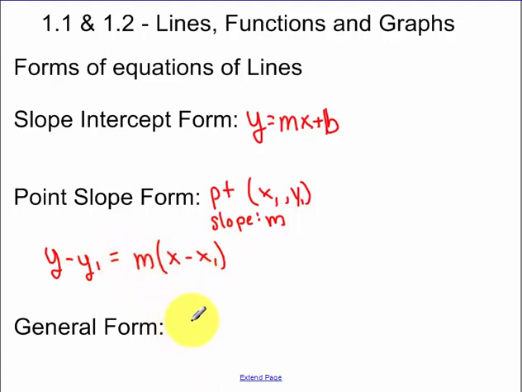General form you don't use a lot of. I have some old multiple choice tests, and sometimes the equations of the lines are in general form, so I'm going to give that to you guys just in case, but a lot of times you don't really need this. Ax plus By equals C, where A, B, and C are all integers, and a really weird thing that came up the past few years in the math department, A has to be positive. So they're all integers and A has to be positive.